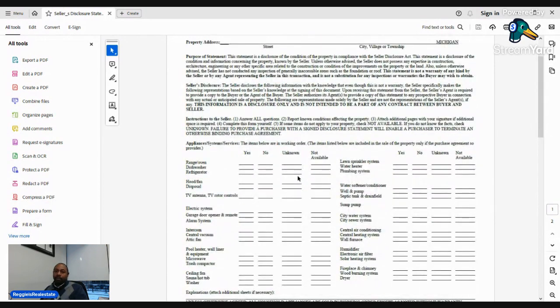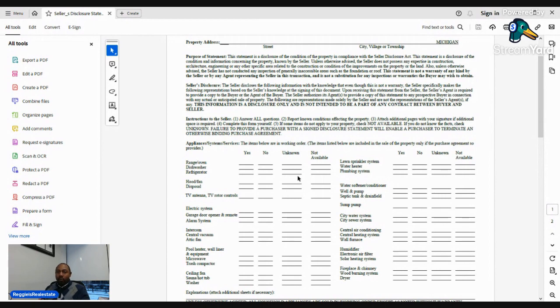So it's pretty simple, but sometimes the way it's worded can be confusing. So let's take a look here. The way I like to explain this is that if it says yes, that means it's in working condition, and it's also included in the property or the sale of the property. So, for example, it asks about the range and the oven. If it works and it's included in the sale, you want to check yes. If it's not going to be a part of the sales transaction, you would just simply check not available.